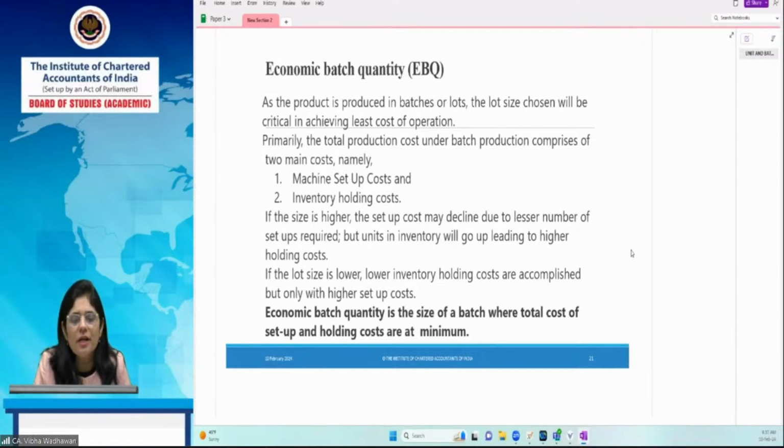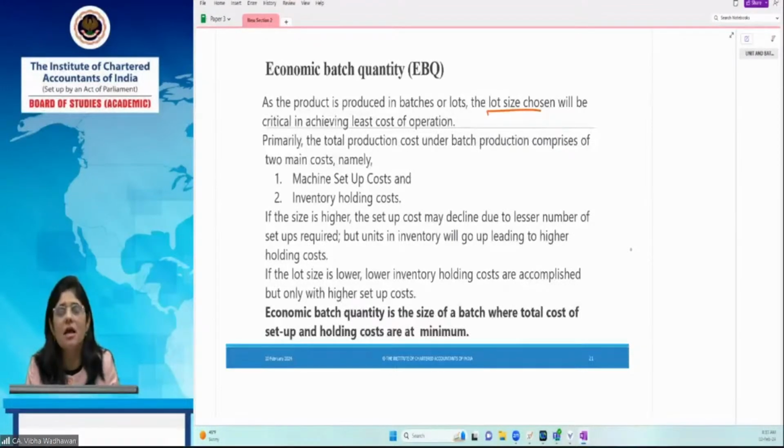So as the product is produced in batches, the lot size chosen will be critical. If we want 10,000 units in the entire year, we should produce 10 units in one lot, or we should produce 1,000 units in one lot, or we should produce 5,000 units in one lot. So how much should be the batch size? How many units should be produced in one batch? That's going to help us to economically calculate the cost, and we can have the economics of costing.